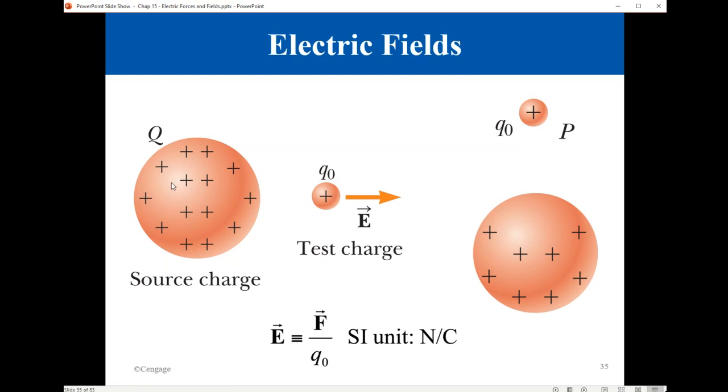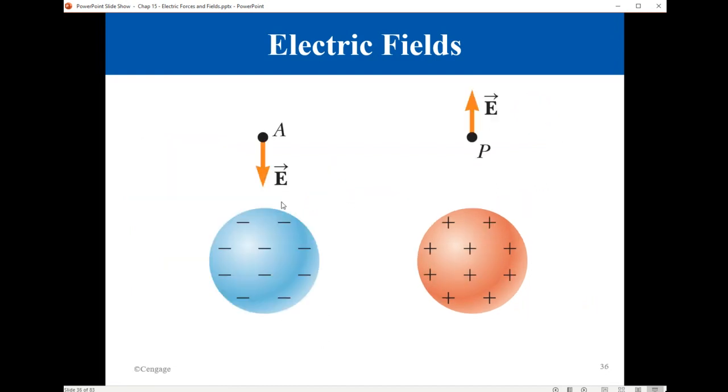Usually for source charges that are positive, the field will be going outward, and for negative source charges, the field will be going inward. Okay? For a positive source charge, the field is going outward. For a negative charge, the field is going inward.